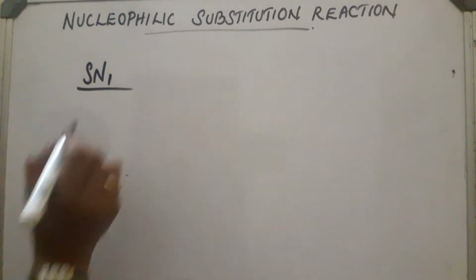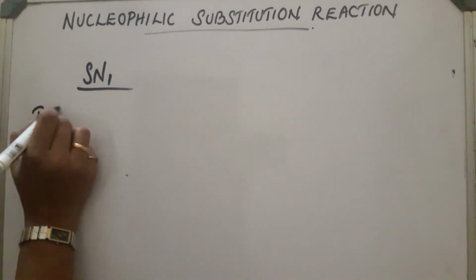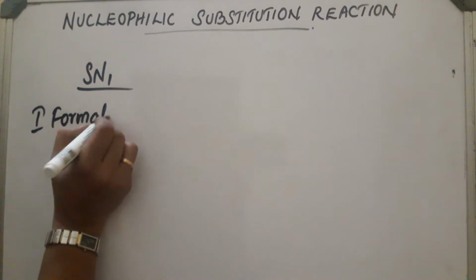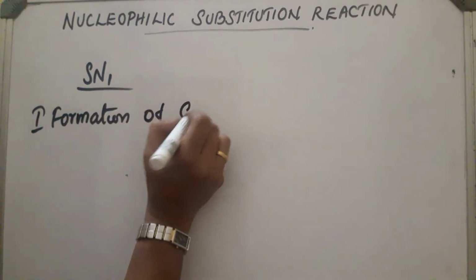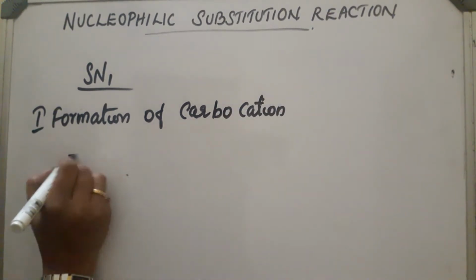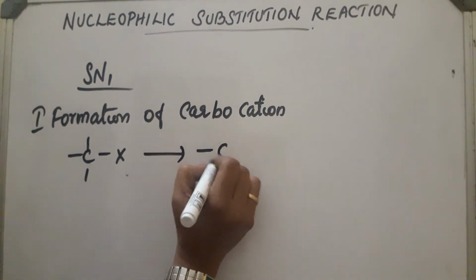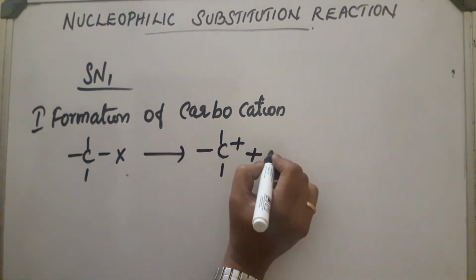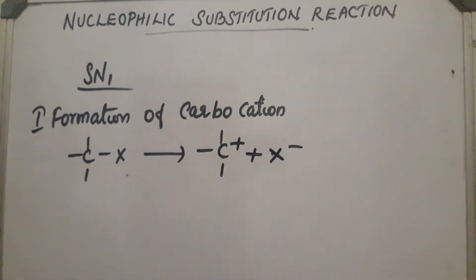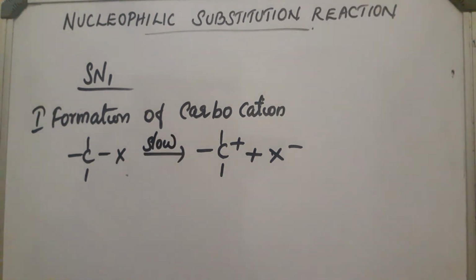This is a first order reaction. Let us see how it happens. It is a two-step process. The first step is the formation of the carbocation. In the case of the compound, X first leaves to form the cation. X is displaced from the carbon with the electron pair, and this is the slowest step. Since this is the slowest step, it is also the rate determining step.